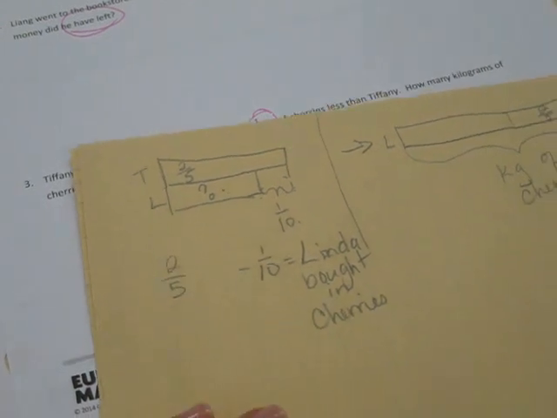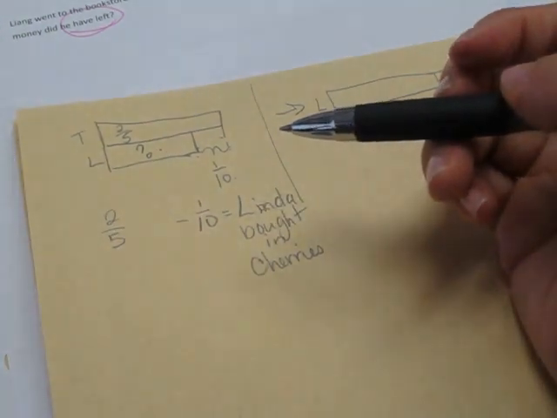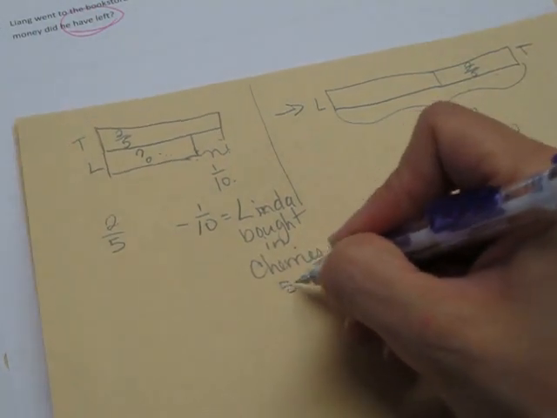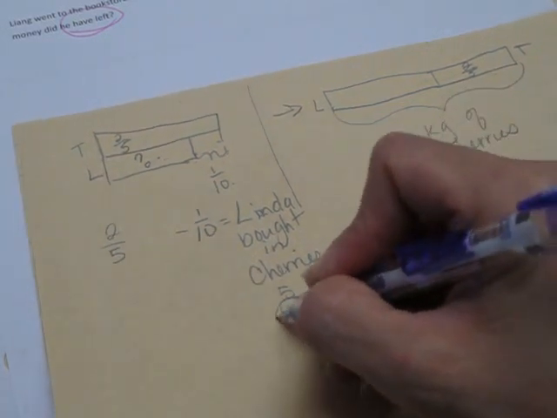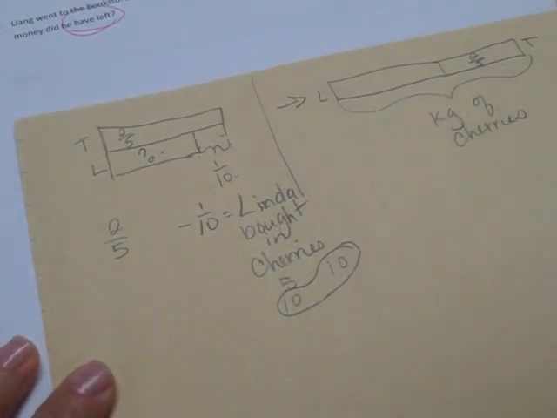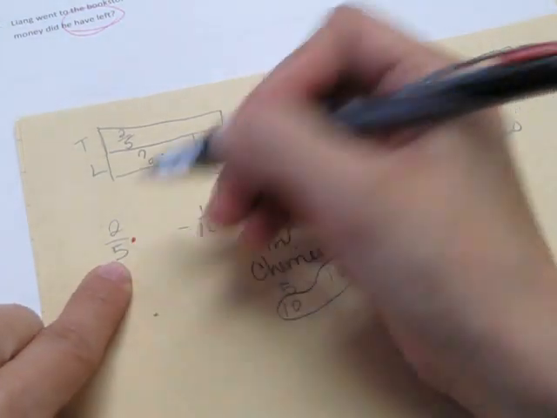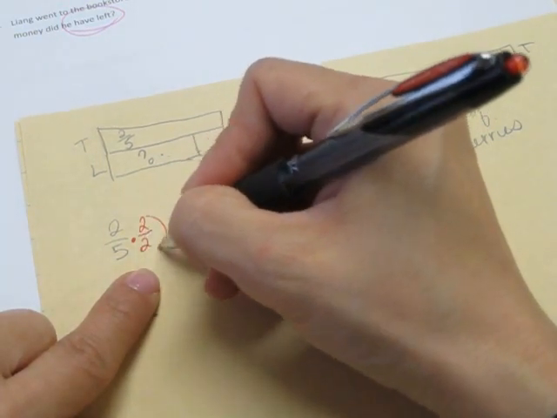Okay, so I'm going to go ahead, and in order to do that, I need to find a common denominator, so I have to find the multiples of 5 and 10. So I have 5, 10, and then I have 10. Oh, there you go. So my common denominator is going to be 10. So what do I have to multiply 5 by to get 10? I would have to multiply it by 2, so it's 2/2.